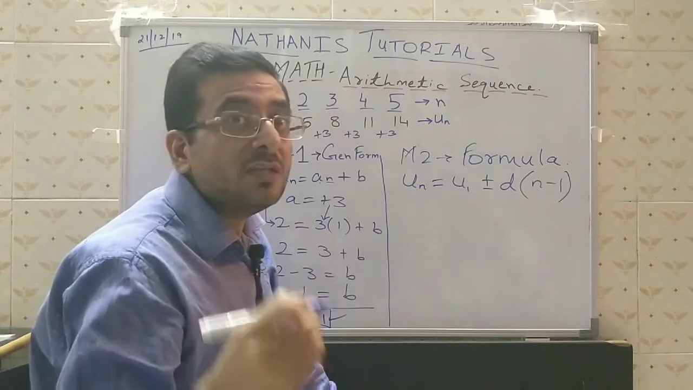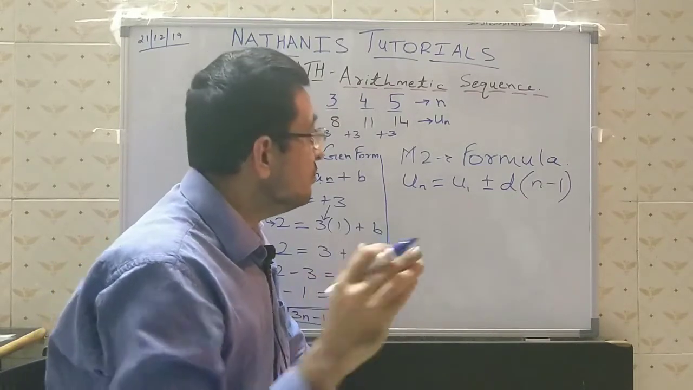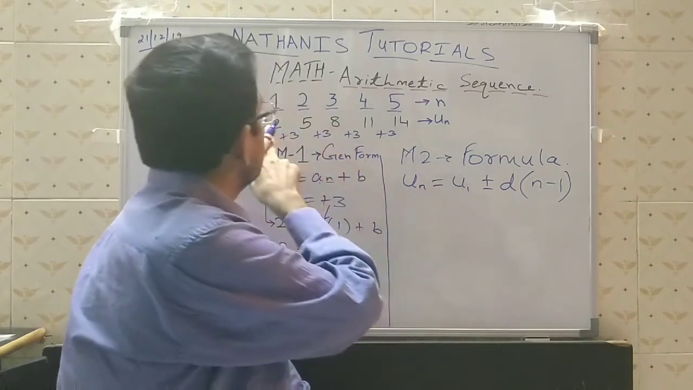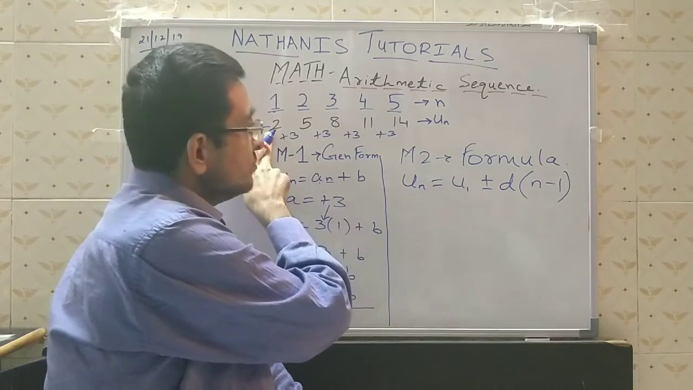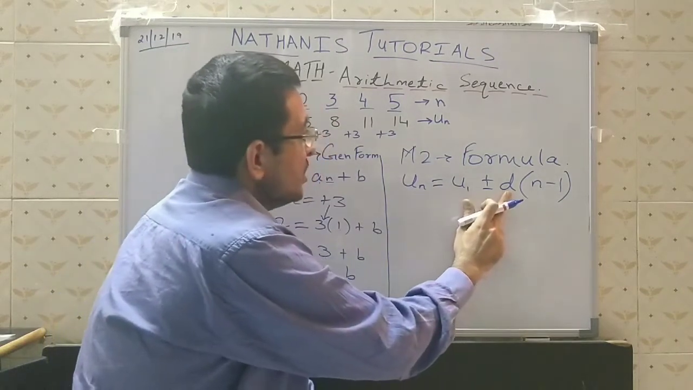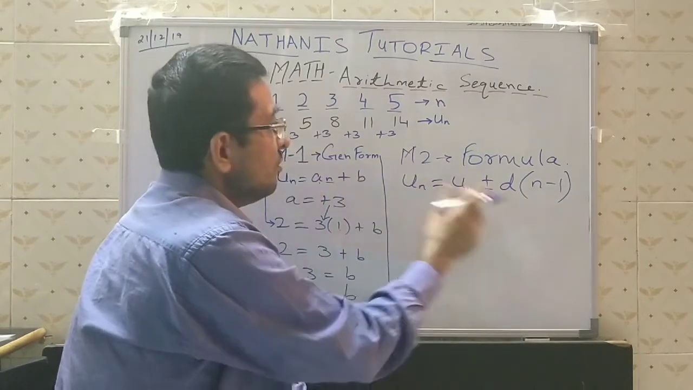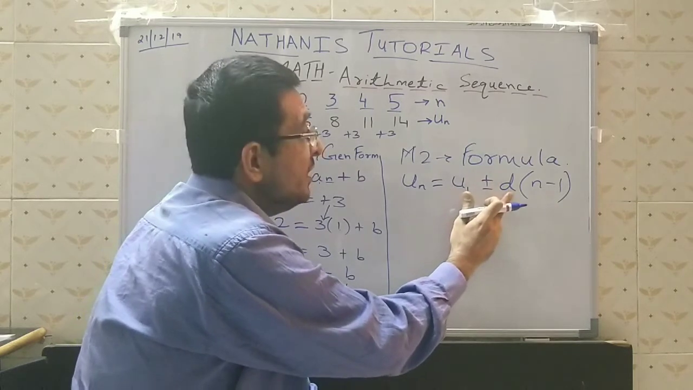As I told you in the beginning, each and every word of mine is important. So in this formula, u1 stands for the first term. The first term of the sequence here is 2. And the d stands for common difference. Now the common difference can be positive or it can be negative. That's why I have written plus or minus d.